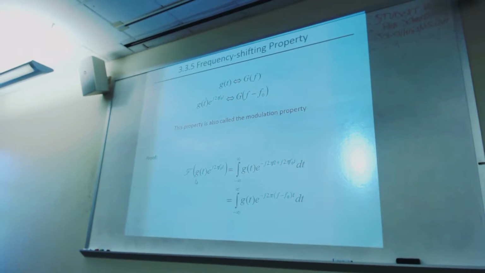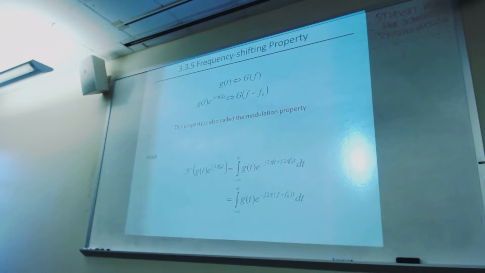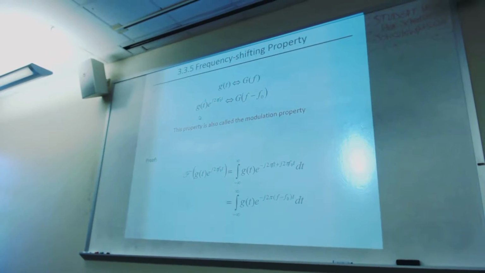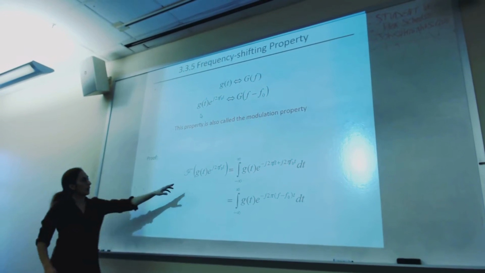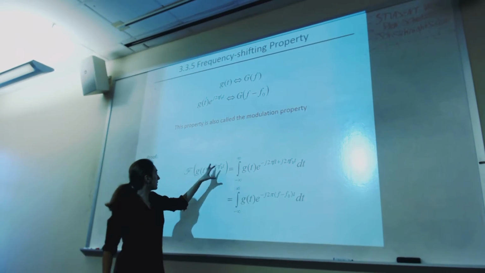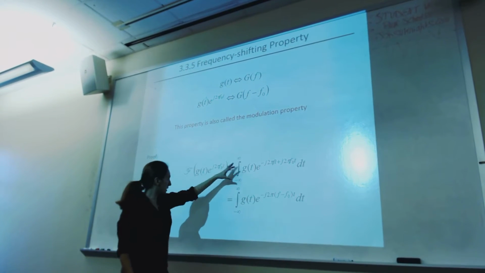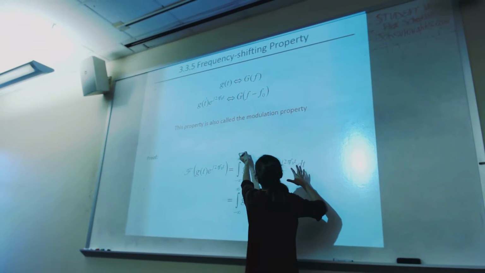And let's do the proof. So you want to find the transform of g of t times e to the j 2 pi f naught t. Just go with the definition. This one, the integral of that, g of t.